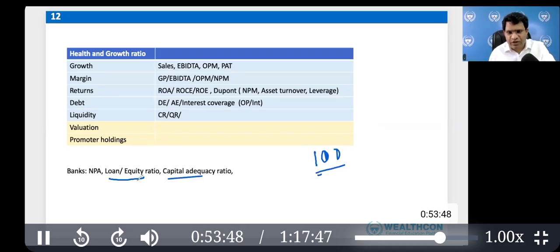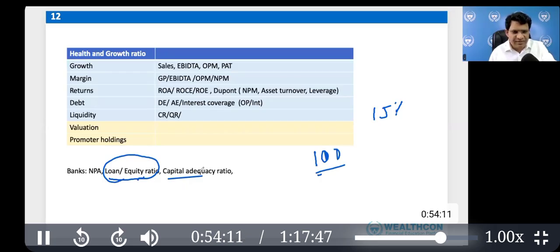In India, usually the capital adequacy ratio is 15%. So how much will be the loan to equity ratio? Can you calculate and tell? It is the inverse. That means the loan to equity ratio may be 6 or 7. Okay, how much loan and how much is own equity.